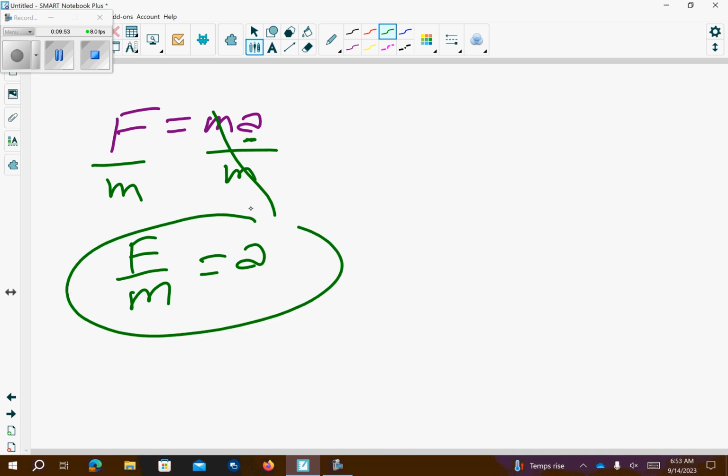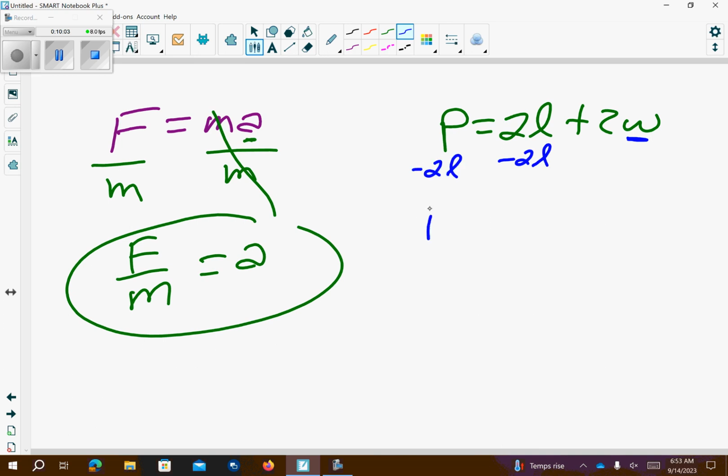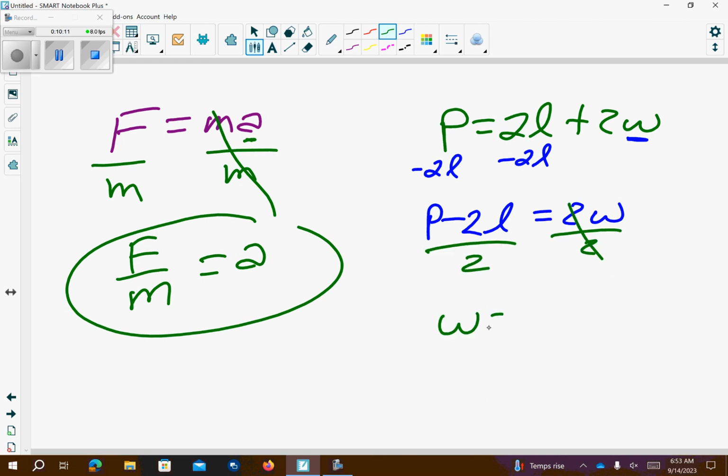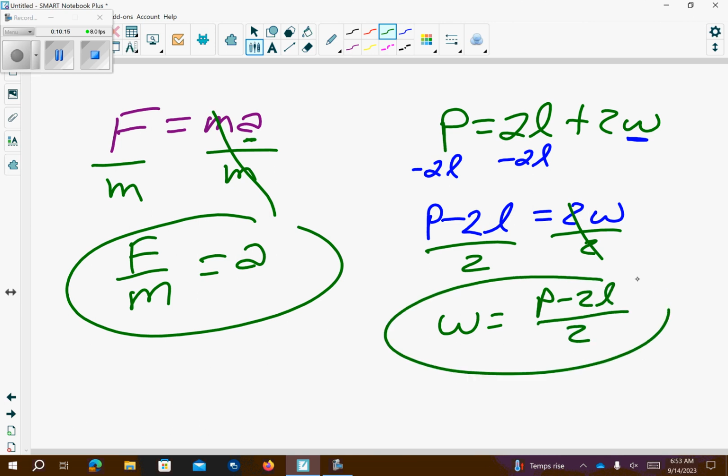And then the last one, I get p equals 2l plus 2w. We would like to get w by itself, so I'm going to subtract 2l from both sides. So P minus 2L, because I can't combine them, they're not like terms. And then I'm going to divide both sides by 2. Those cancel, so W is equal to P minus 2L, all divided by 2. Notice it's a big fraction.